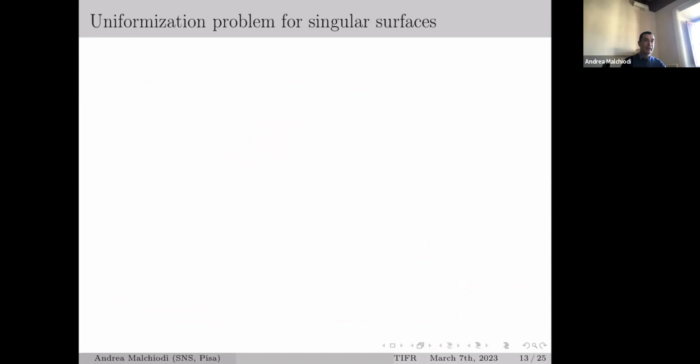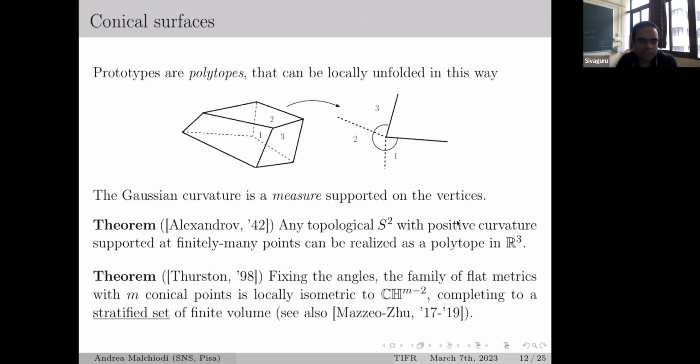Okay, let me know if there is any question I can answer at any time. I had a quick question. Here's a question. Okay, in the previous slide, in the Alexandrov result, what do you mean by realized as a polytope?